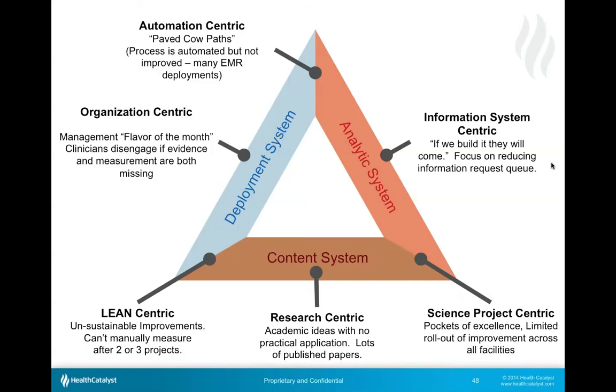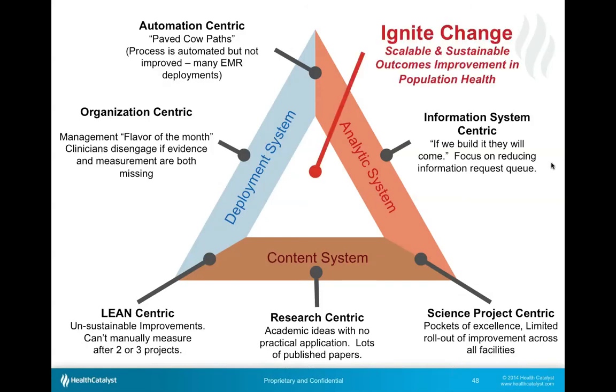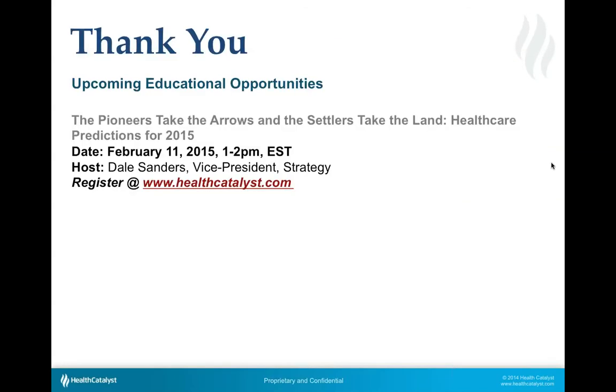Back to our fire analogy, we need heat, we need oxygen, we need fuel. We need all three of these to be working together to really ignite change. And that change is scalable and sustainable outcomes improvement in population health. I hope that this discussion has been helpful to you on your journey and will help you improve outcomes in the population of patients that you serve. We'll open it up now for some questions.